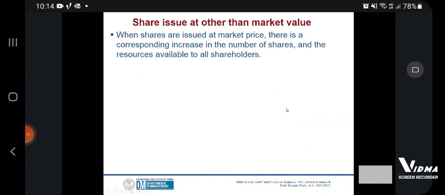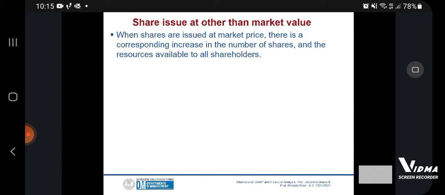Now, what happens when we issue shares not at the market value? I mentioned even before that when we issue some shares at the market value, nothing changes in the position of the shareholders because the new shares that are joining the company, in the previous example 1 million new shares, are entering associated with some resources coming in. So of course I'm increasing the number of shares, but as I'm selling these shares at the market price, the resources are also coming into the company, okay?